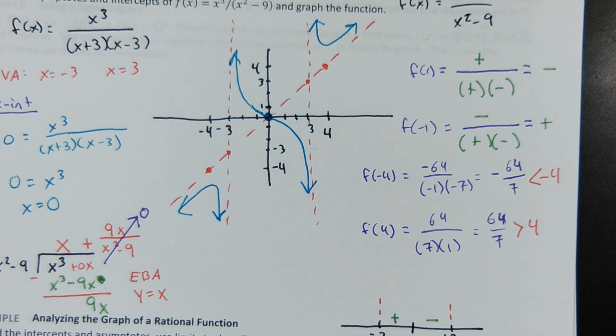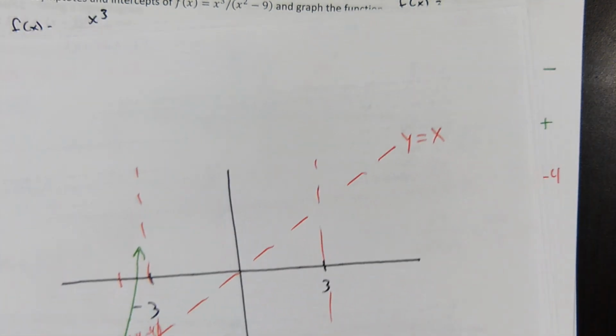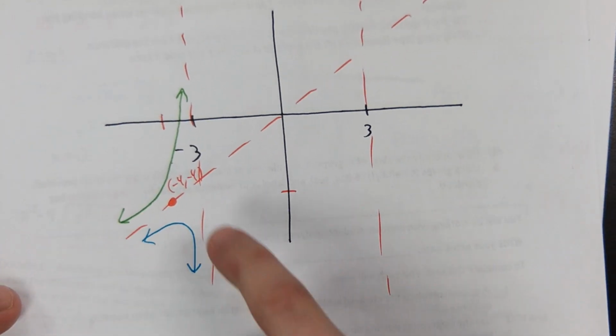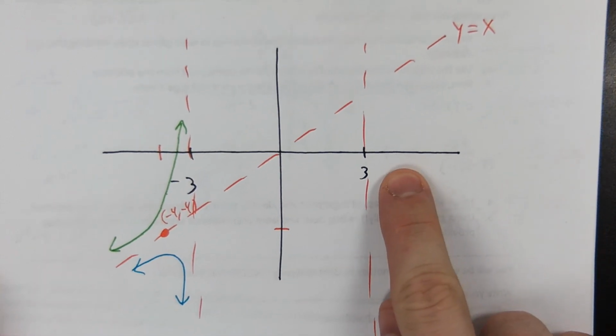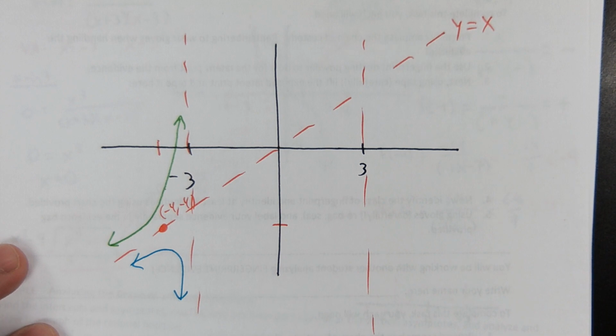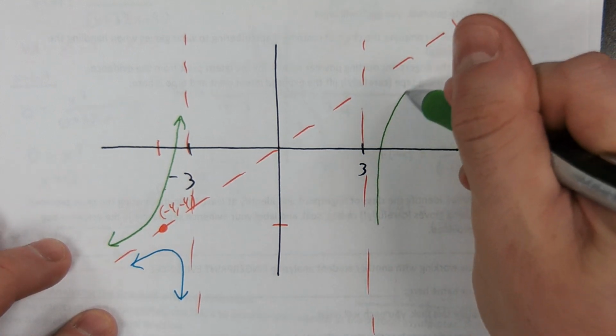Adi, when you say flipped, what do you mean? Instead of negative 64 being less than negative 4, it'd be bigger than? If you had gotten a number bigger than negative 4, then we would have drawn a curve like that. And same thing would have happened over here. If I had gotten a number smaller than positive 4, then I would have drawn a curve like this.